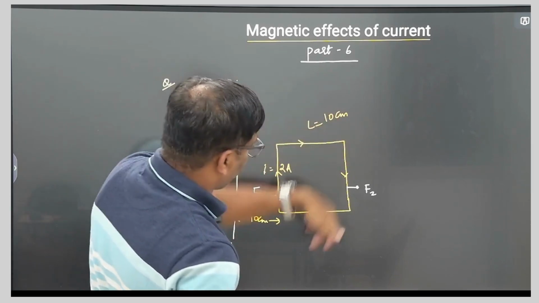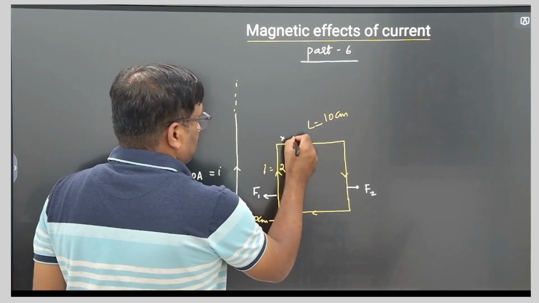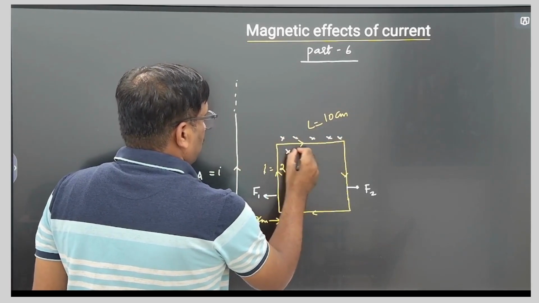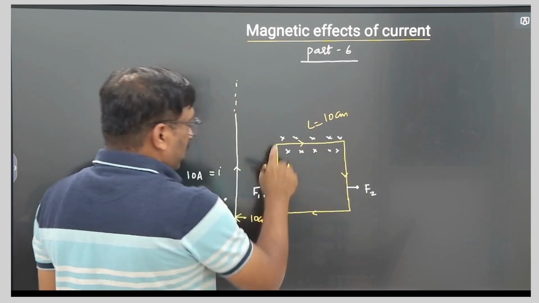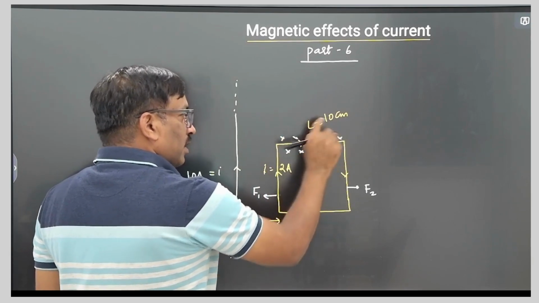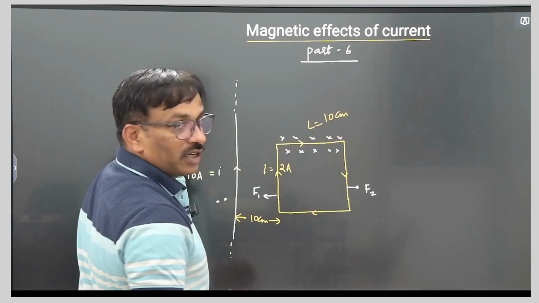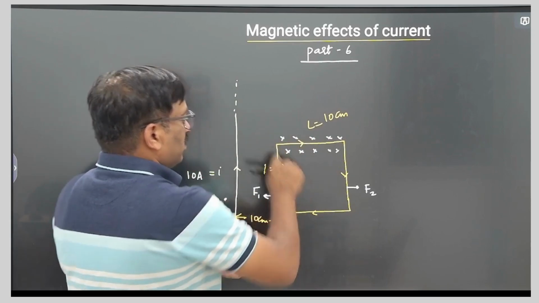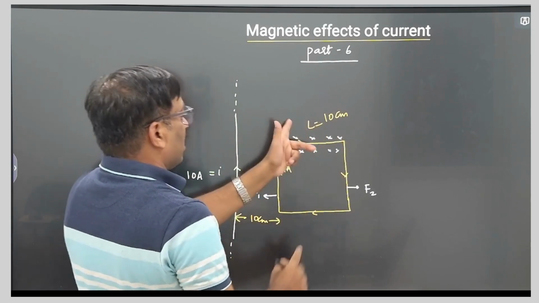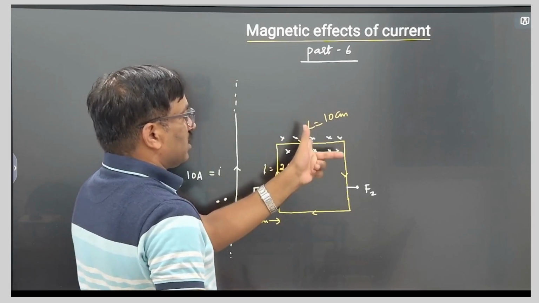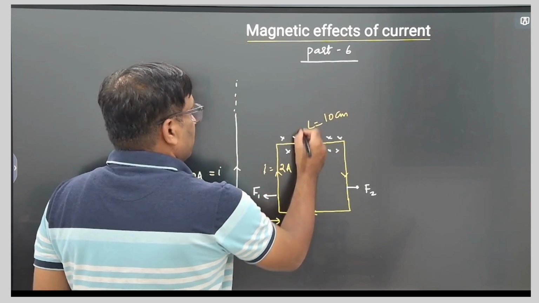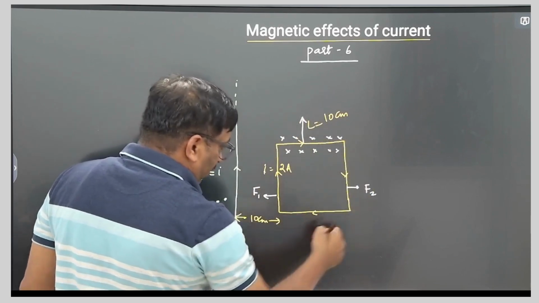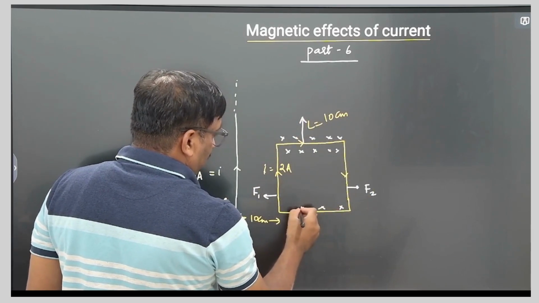The same way, here the magnetic field is like this. But this magnetic field is not uniform, because more magnetic field will be there near the wire and less magnetic field farther away. Therefore the force varies, and on average you can take one force. This is the magnetic field, this is the current, and this is the force direction.